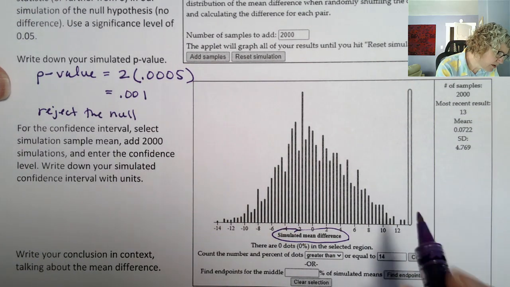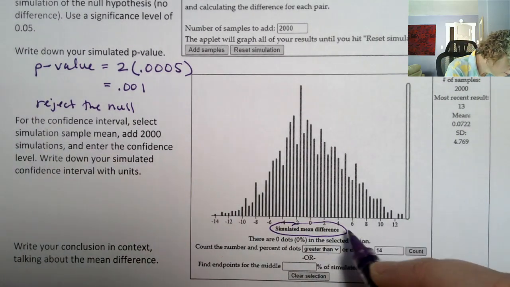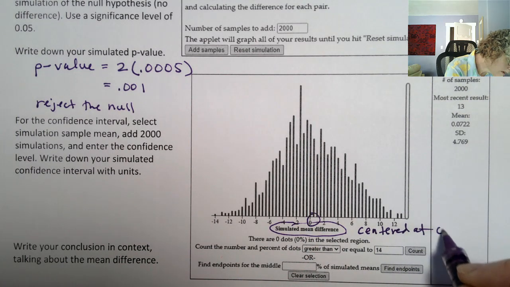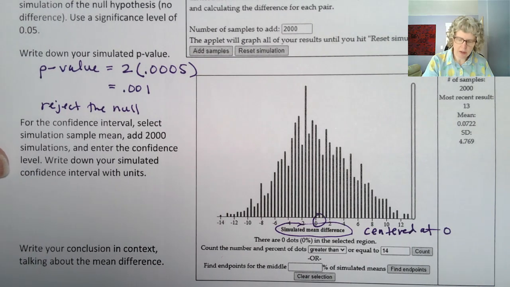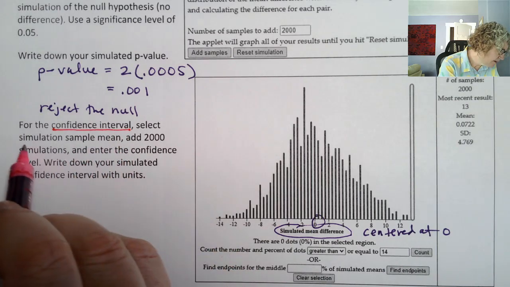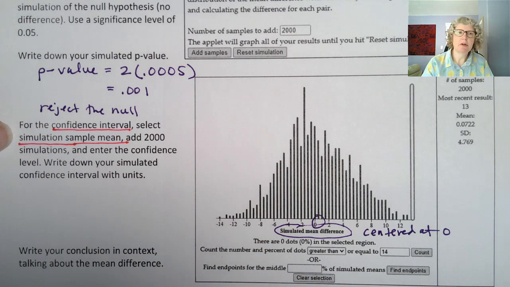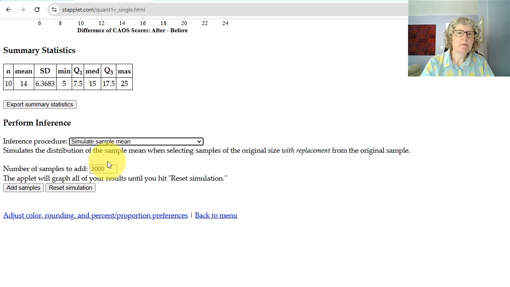And so always pay attention to where it's centered. Centered at 0, okay? I don't think I did a screenshot for the other one. So let's go ahead and do the other one. For the confidence interval, we're going to select simulate sample mean. Looks like I got a typo there. I wrote simulation. So I'll fix that. So we're going to go back up to the top, simulate sample mean.